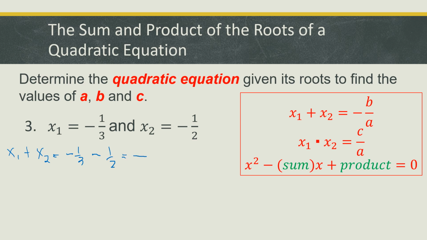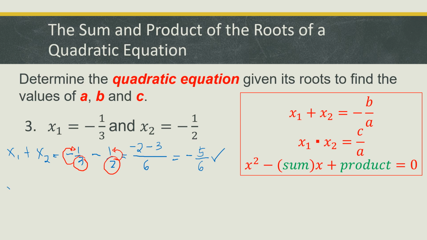So again, get the LCD. The LCD of 3 and 2 is 6. So first, divide by 3 and then multiply by negative 1. 6 divided by 3 is 2 times negative 1 is negative 2. Next one, divide by 2 and then multiply by negative 1. 6 divided by 2 is 3 times negative 1 is negative 3. And then evaluate the numerator, negative 2 minus 3, that will give us negative 5 over 6. And that is the sum.